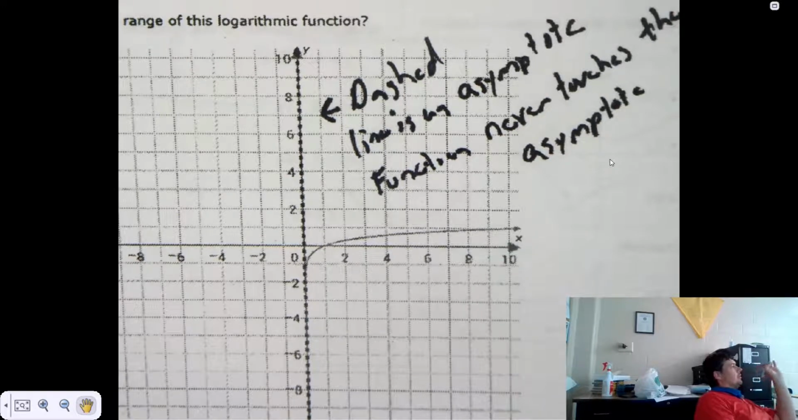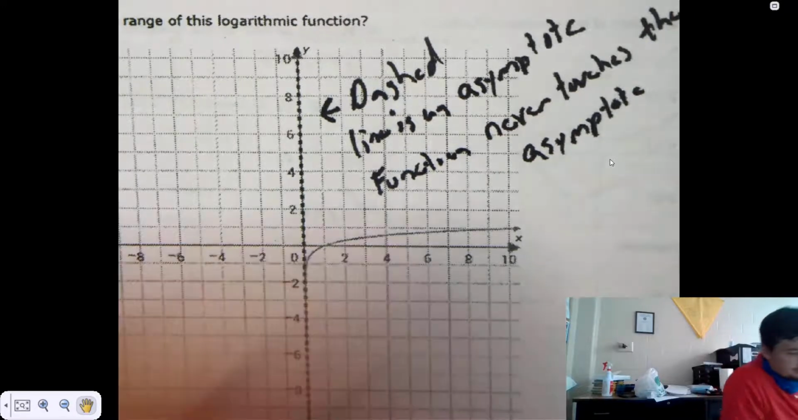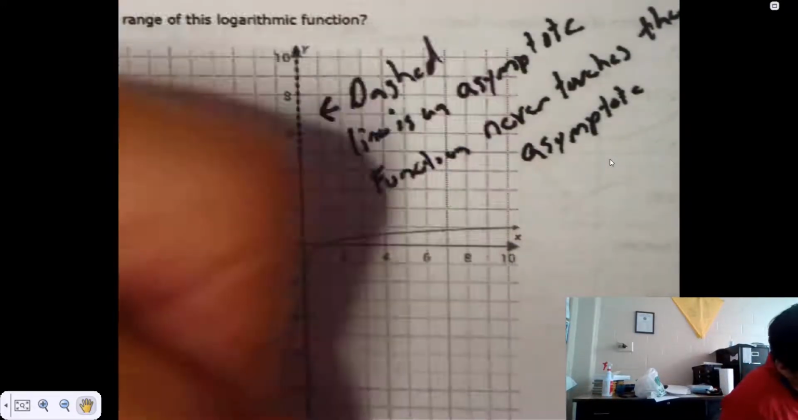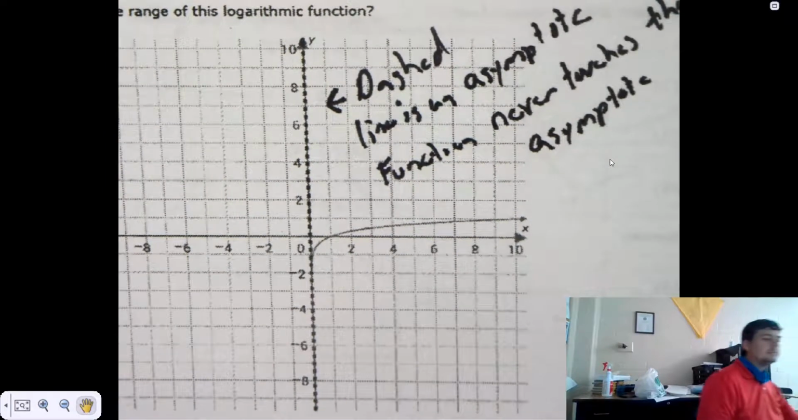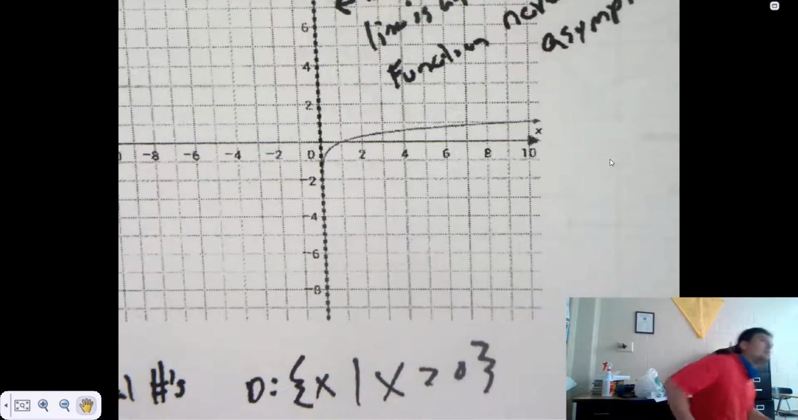X never gets to achieve that value of 0, but it gets to be bigger, because isn't it growing to the right? So what would the domain of this function be? X is greater than 0. All values of x such that x is greater than 0. How about range?